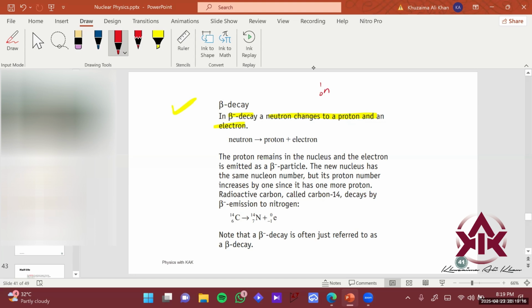So let's check whether it is getting satisfied here, whether it is correct or not. It converts into a proton and an electron here. A proton has a mass number of 1 and a charge of plus 1, and the electron has a mass of 0 and a charge of negative 1. Let's see if it is conserved or not.